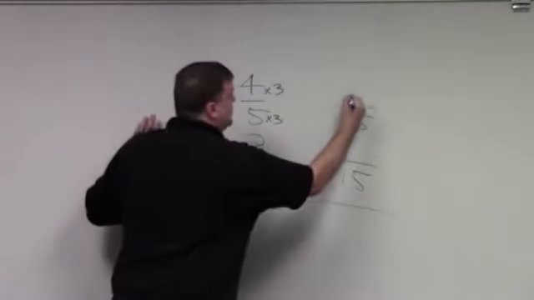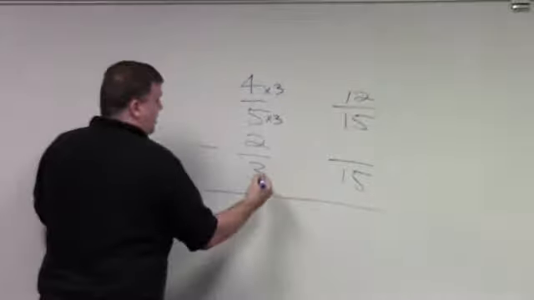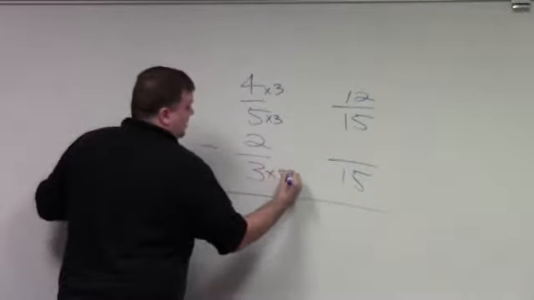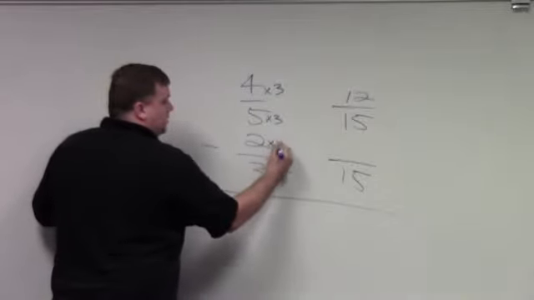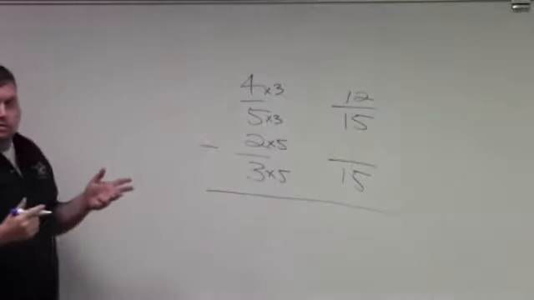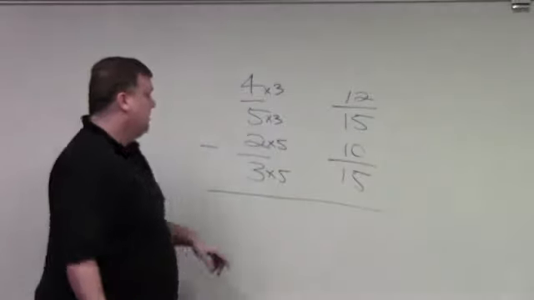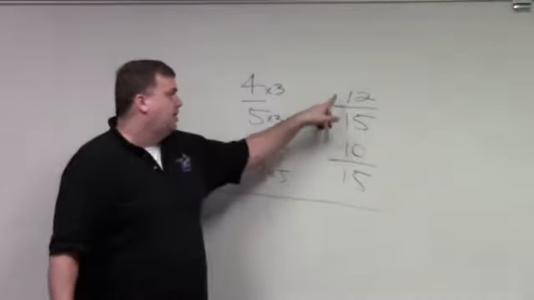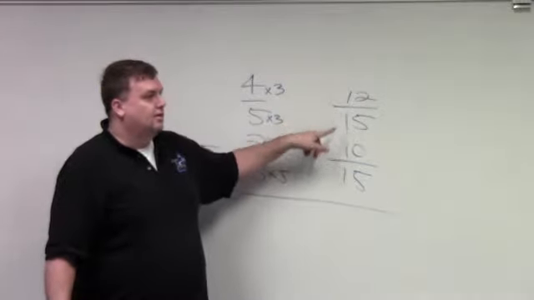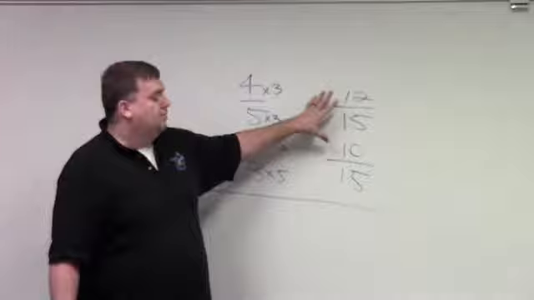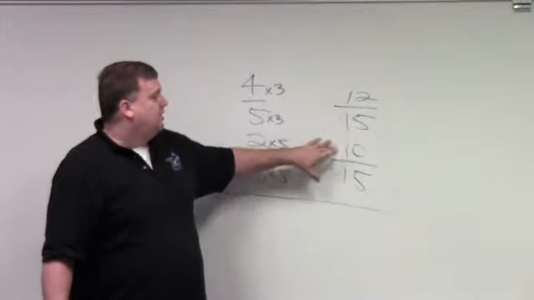4 times 3 is 12. 3 times what gives me 15? 5. So I have to multiply that number on the top as well. So 2 times 5 is 10. We don't run into any problems as long as this number is bigger than this one. We'll see when we run into some problems later on. We'll get to that. But 12 minus 10, we can do that.